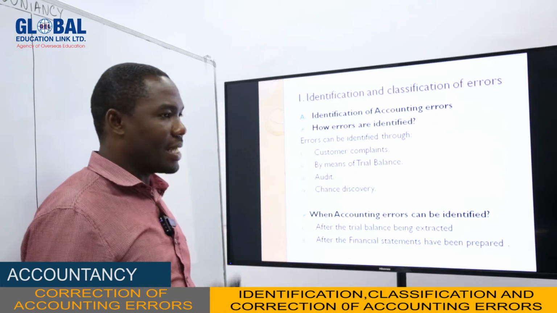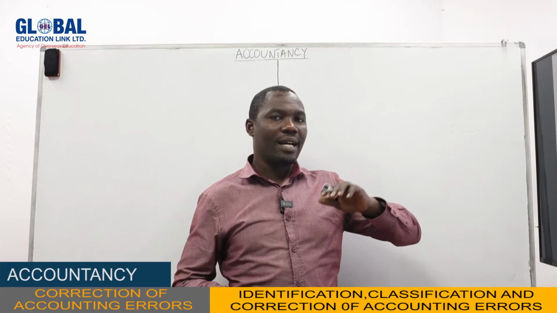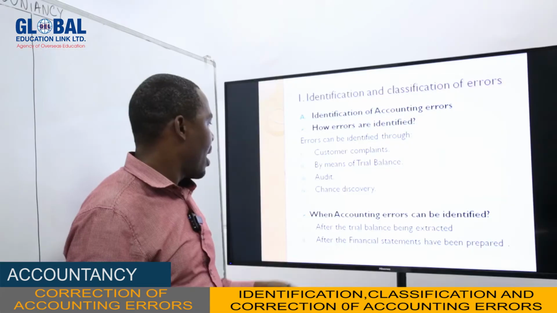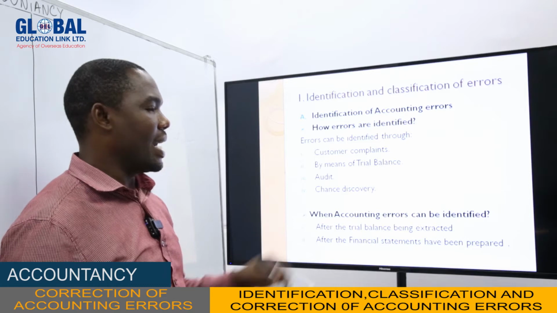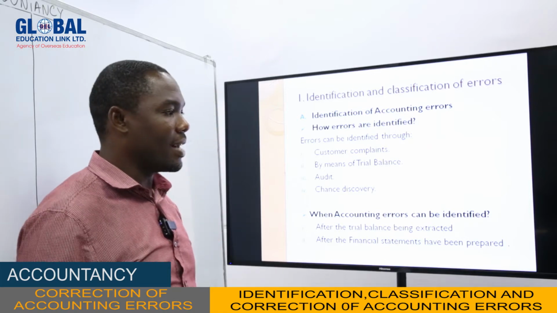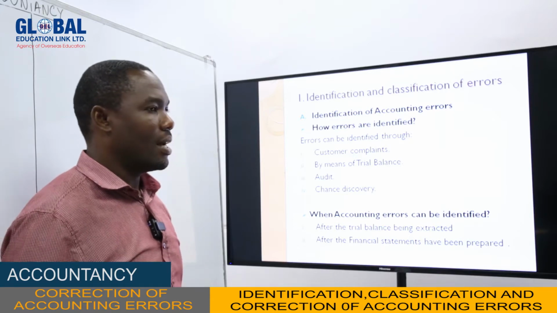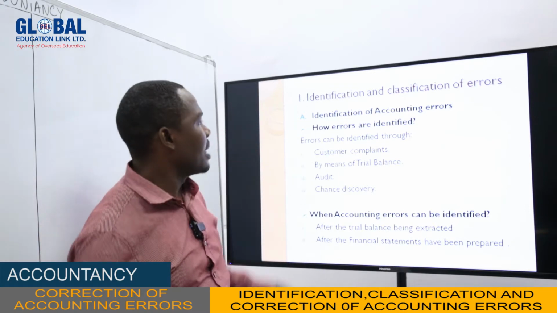Also by means of a trial balance. If you prepare your trial balance and it fails to balance, that you find there is an imbalance between the debit side and the credit side, then that will be an indication that there are errors. Errors may also be found through audit work, after doing an audit. It may also happen by chance discovery. As you go through the books, you find that there is an error made in the books. So this is how errors can be identified.